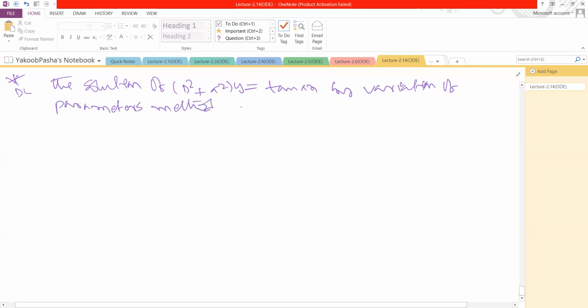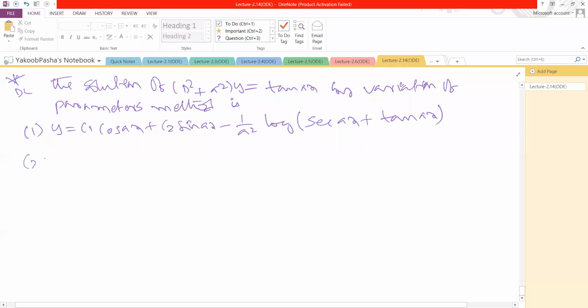I am taking options. First option, y is equal to C1 cos ax plus C2 sin ax minus 1 by a square log secant ax plus tan ax.